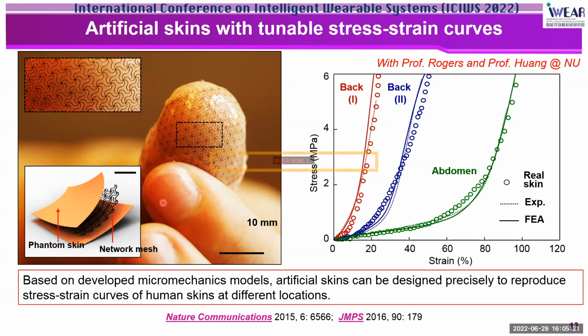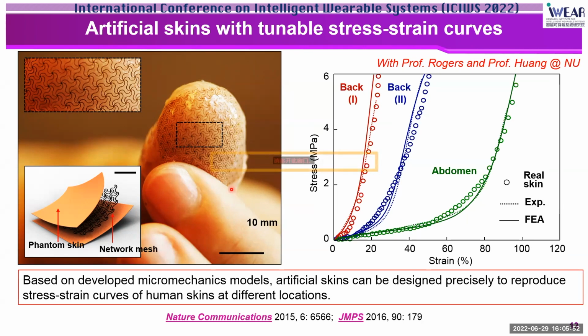So here, the images shown on the left illustrate the fabricated network materials wrapped onto the tip of the thumb. Actually, human skins have different J-shaped stress strain curves for the skins at different locations of people with different ages. For example, if you compare your skin at the abdominal region with your skin at your back, you can see that they show very different mechanical responses.